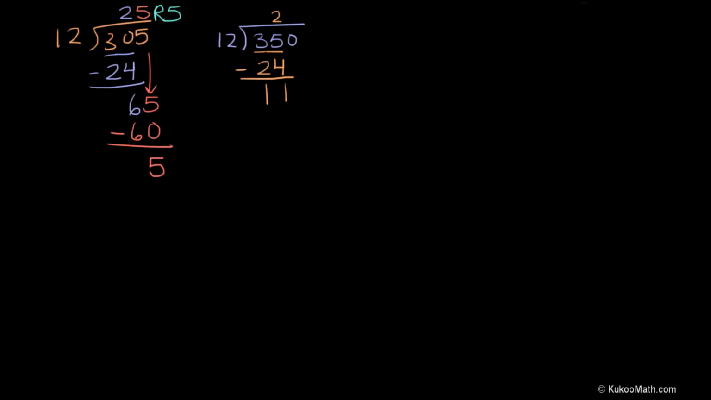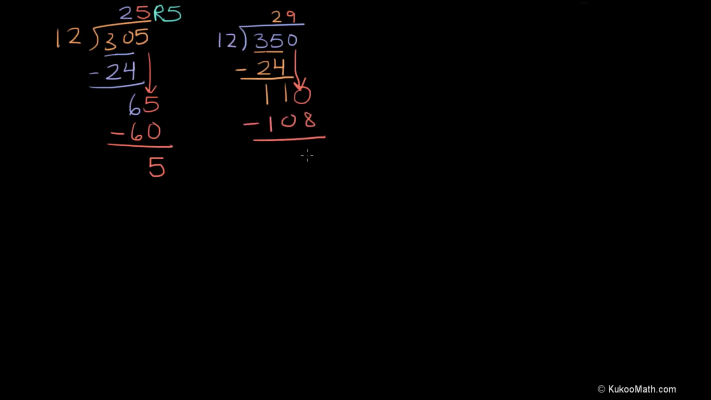Now we have one other digit to bring down, so let's bring it down. 110. We're trying to see now how many times can we put 12 in 110 without going over 110. If we know our multiplication tables, then we know that 12 times 10 is 120, which is too much. So let's try 12 times 9. 12 times 9 is 108.